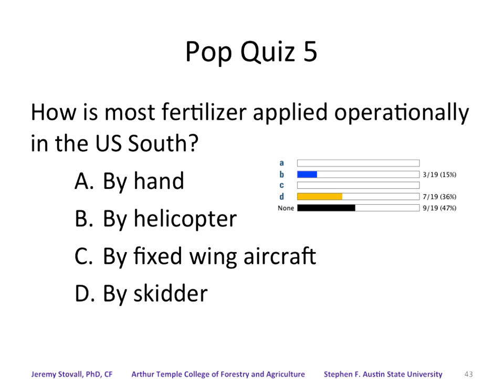Okay, might have been a trickier one here. So we've got, looks like 3 people going with by helicopter. Fortunately, no one said by hand. No one is going for fixed-wing aircraft, and the majority are choosing by skidder here. If you look, the majority in the U.S. South is actually applied right now by fixed-wing aircraft for a number of reasons.